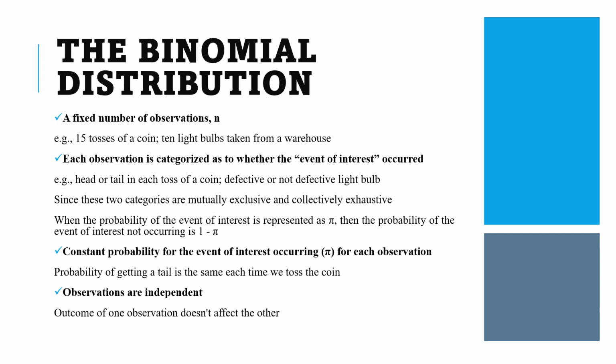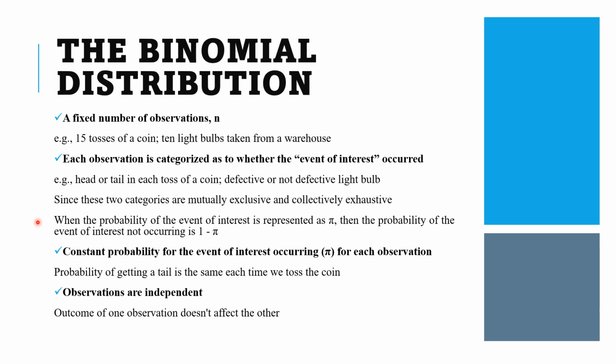So here, a binomial distribution can have a fixed number of observations n. For example, 15 tosses of a coin, or 10 light bulbs taken from a warehouse. So it's a fixed number of observations. 15 in the case of the coin is the fixed number of observations, and 10 in the case of the light bulbs is the fixed number of observations.